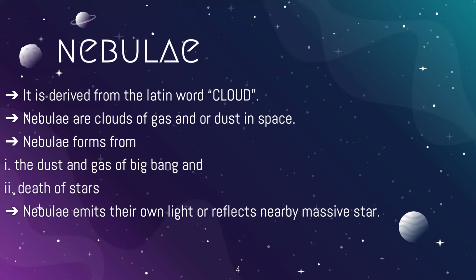You look at the sky and see some bright light spread across it, which may look like a cloud. They're basically nebulae. They're just dust. Why are they emitting light? One, they might be emitting light of their own, but sometimes they reflect the light of nearby stars, which are very massive.